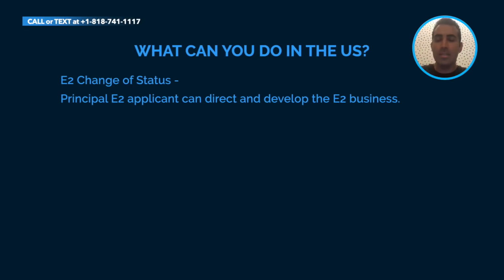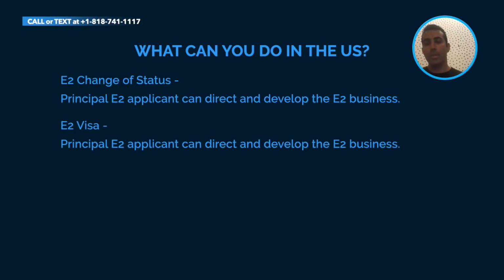E2 change of status, the principal E2 applicant can direct and develop the E2 business. Similarly, with an E2 visa, the principal E2 applicant can direct and develop the E2 business. What about spouses and children?